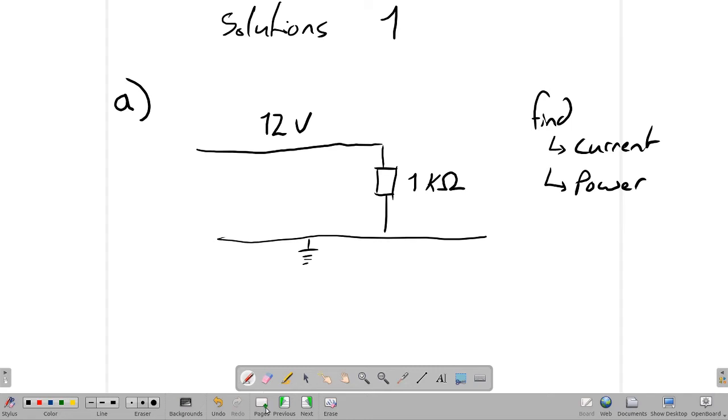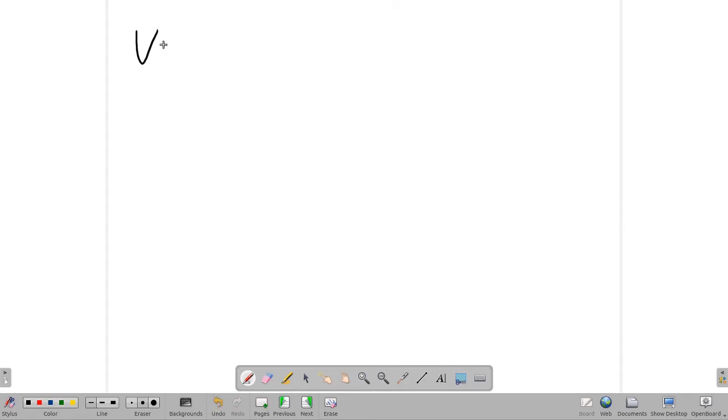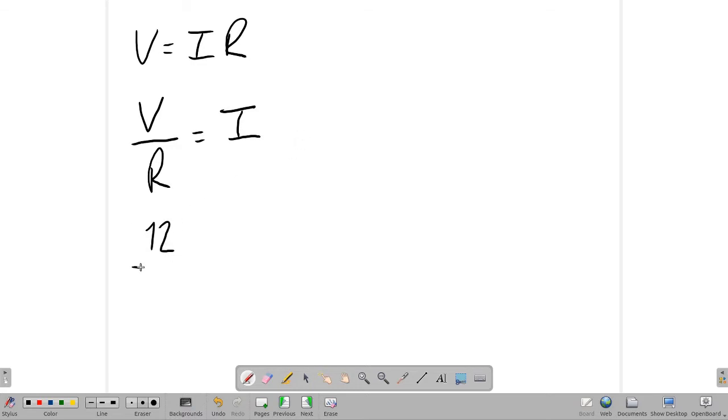So using V equals IR, what we can do is divide voltage by resistance to find the current. So what we have is 12 volts divided by 1000 ohms. And that gives us 0.012 amps or 12 milliamps.